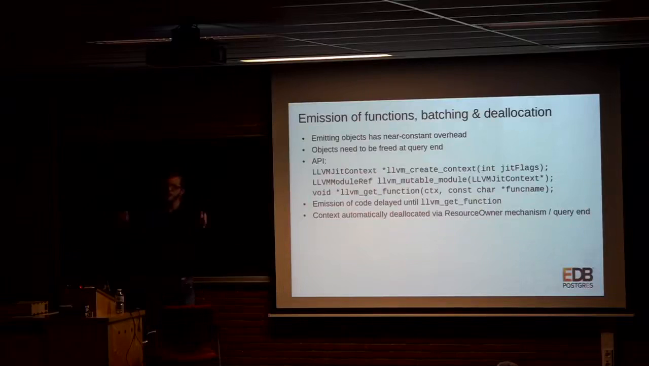So batching all the functions together into one invocation of the optimizer and then the code generator is very good. Usually, when we run a query, we'll add a lot of different functions to the same module, and then at execution time, the first time the function gets executed, we'll actually get the function for that. And if any errors happen during the query execution, or if the query successfully ends, then the whole context gets deallocated in batch, which also saves time.